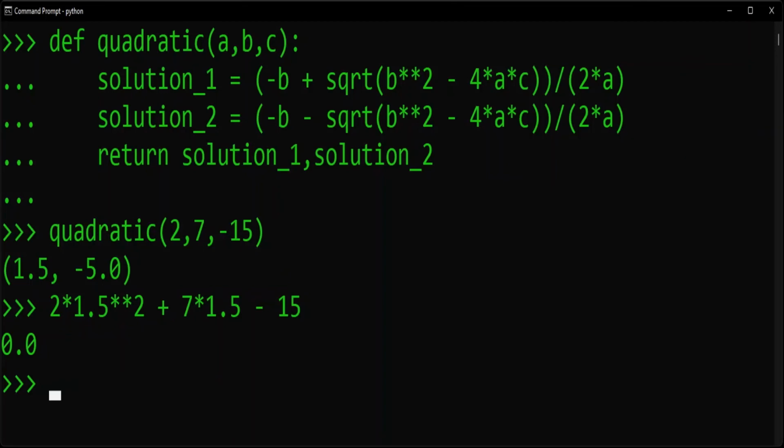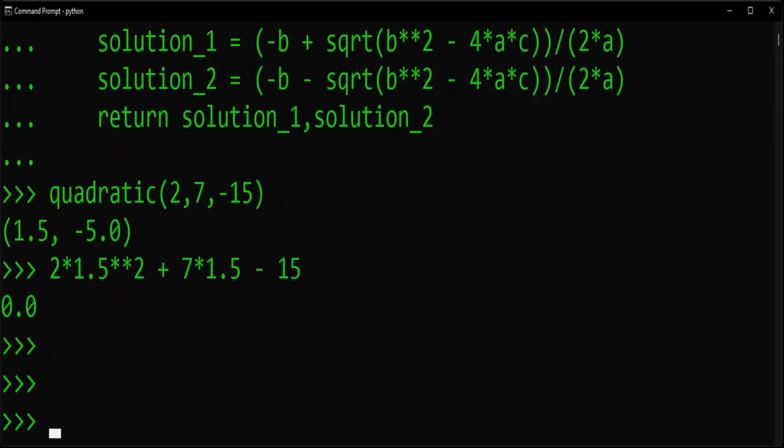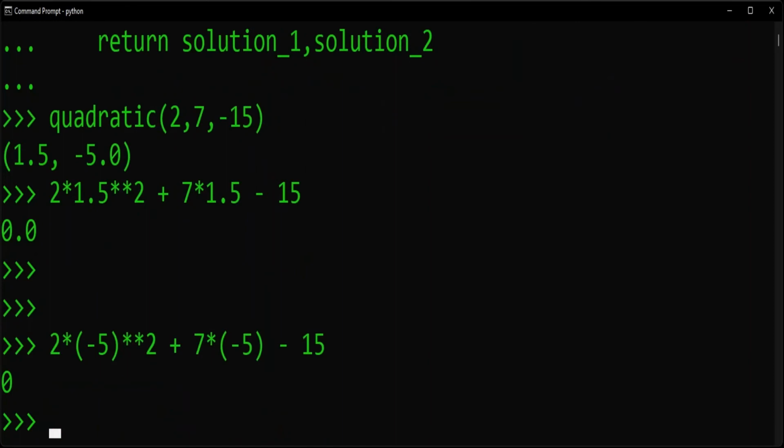Now let's check another one. Let's check the negative 5. 2 times negative 5 squared plus 7 times negative 5 minus 15. This should equal 0. Looks like we have two good solutions for 2x squared plus 7x minus 15.